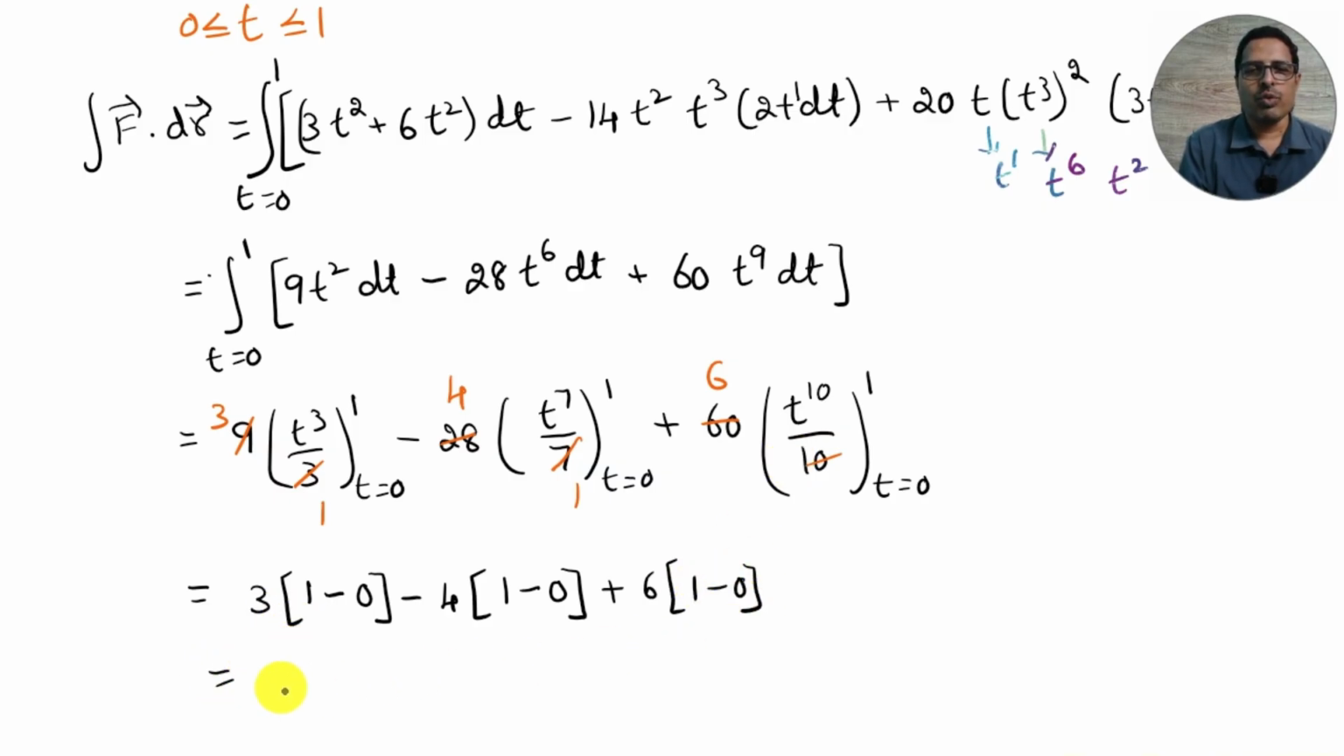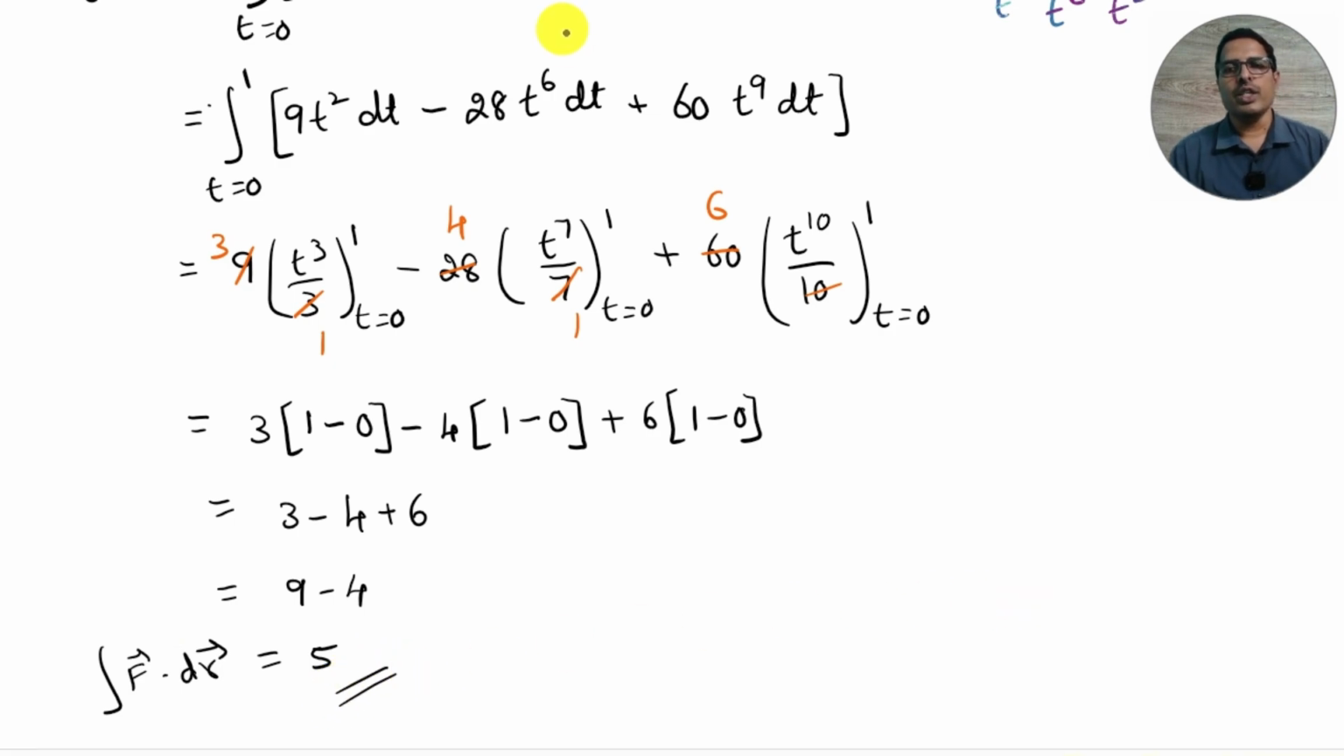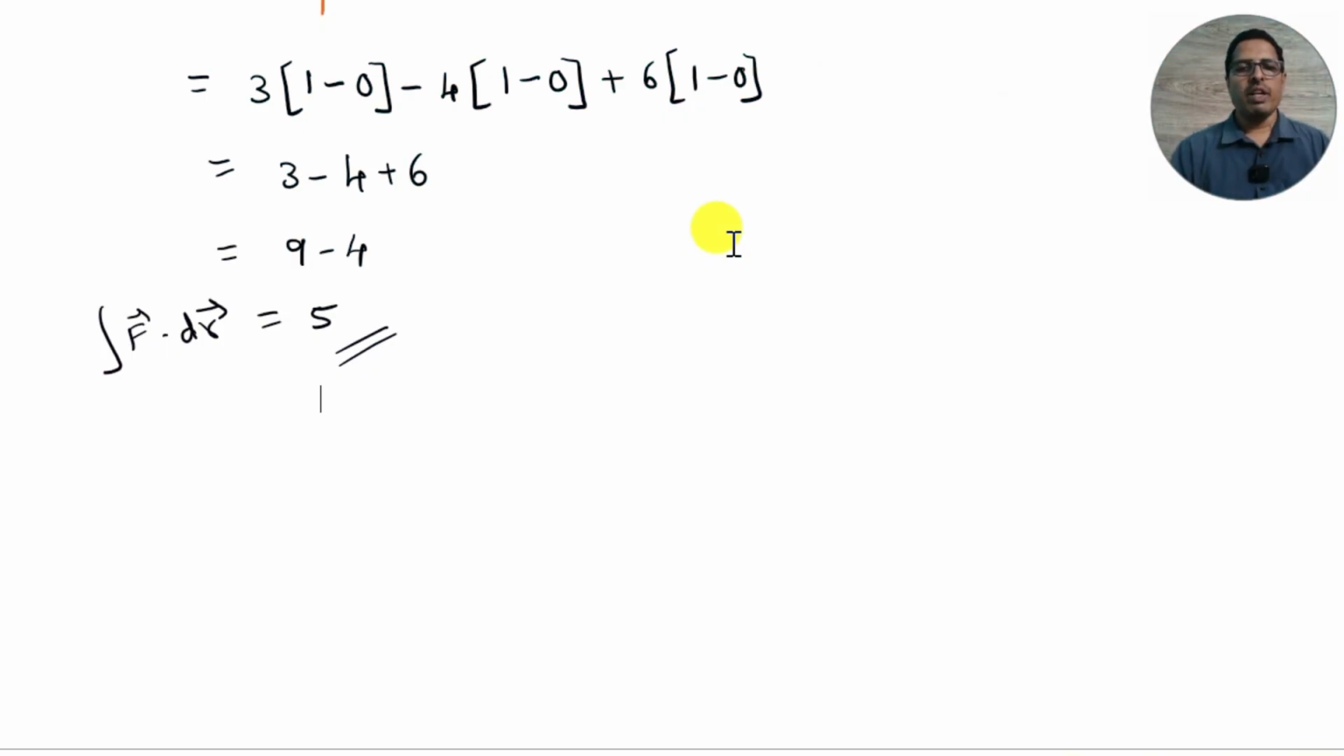So 3 times 1 will be 3, minus 4 times 1 will be 4, plus 6. Or further, if you simplify this one, 6 plus 3 will be 9, minus 4. So that is nothing but 5. So the value of this integral vector F dot dr vector will be equal to 5. So that's the required solution. The question was to evaluate integral vector F dot dr, and hence we have evaluated the value of the integral to be equal to 5. So that's the final solution.